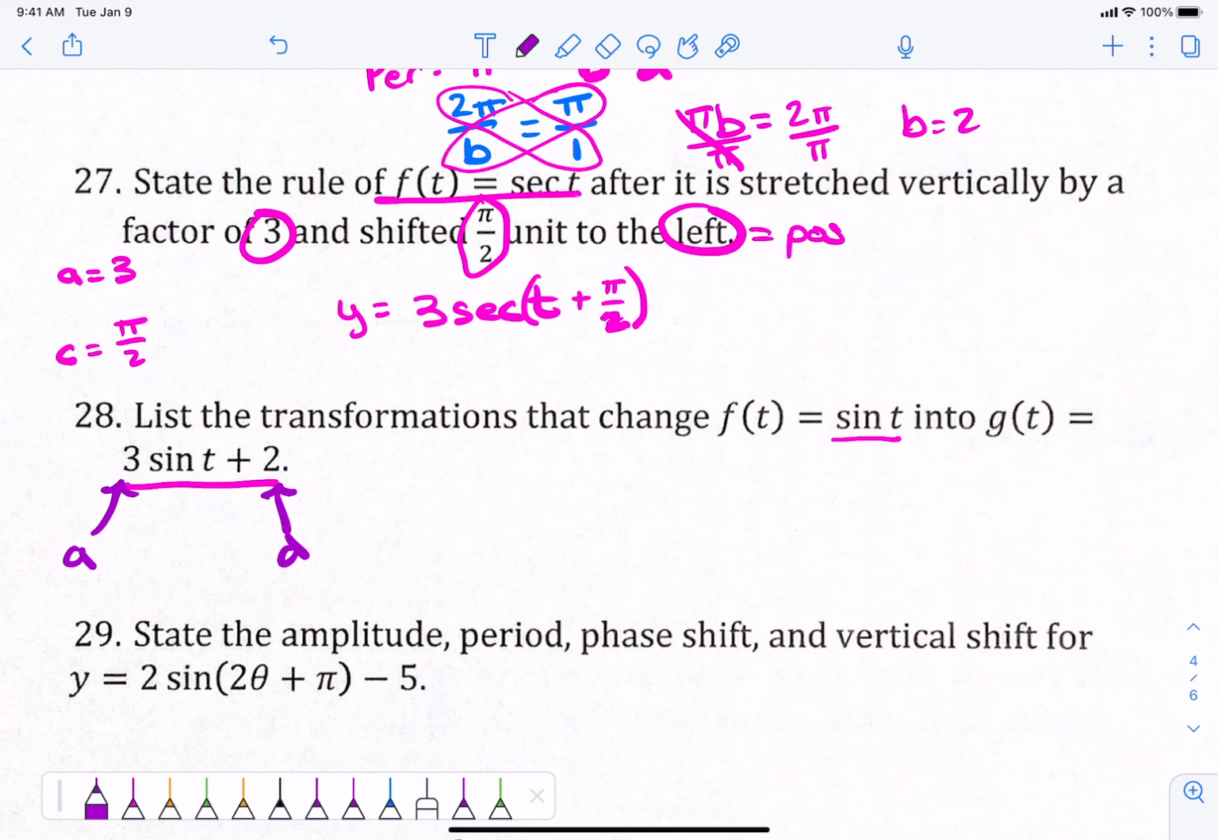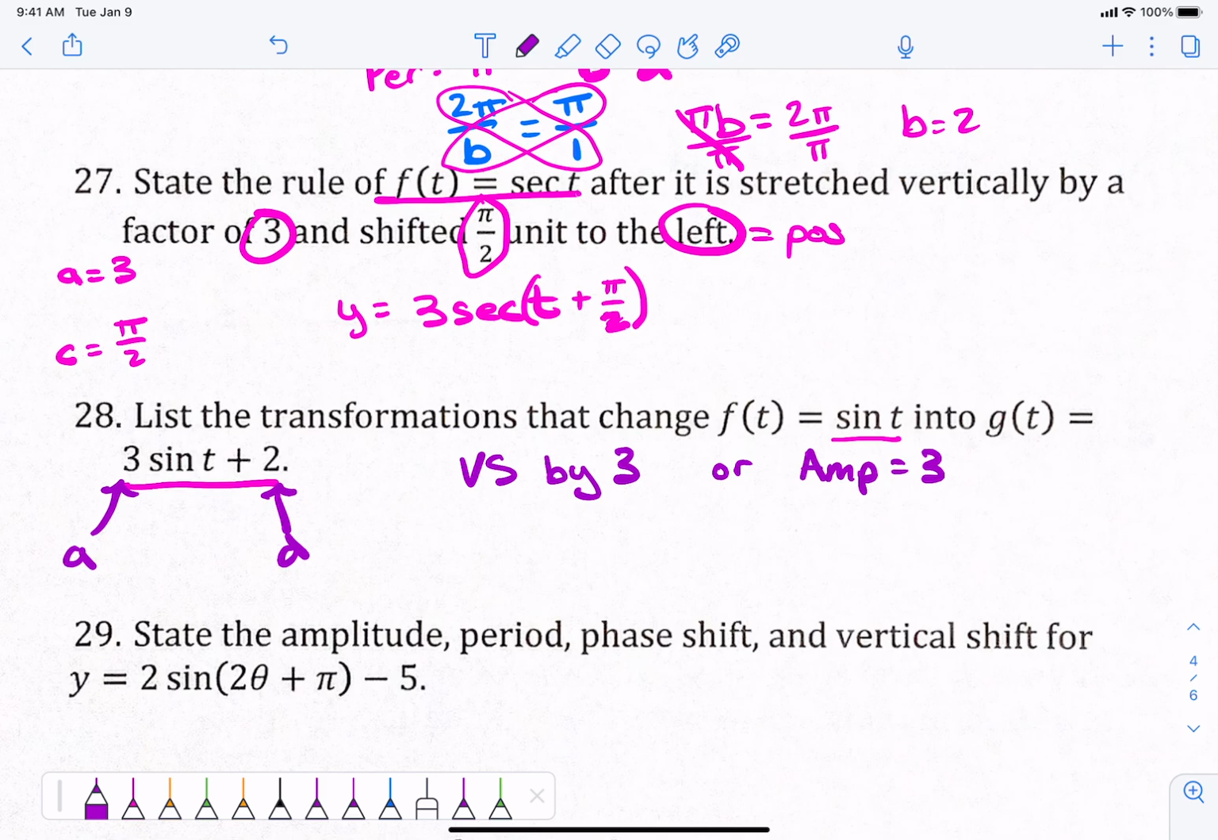So how does A change it? It's a vertical stretch by 3. Or you can say the amplitude equals 3. However you want to say it, I don't care. Whatever makes sense to you. It's a vertical stretch by 3, or the amplitude is now 3 instead of 1, right?